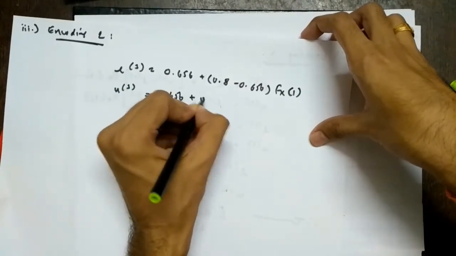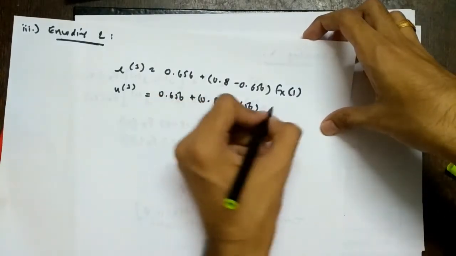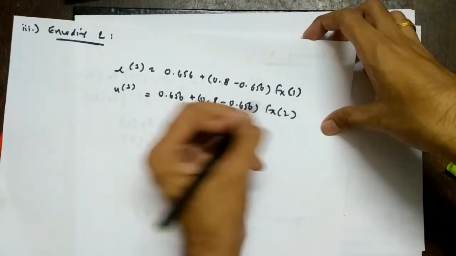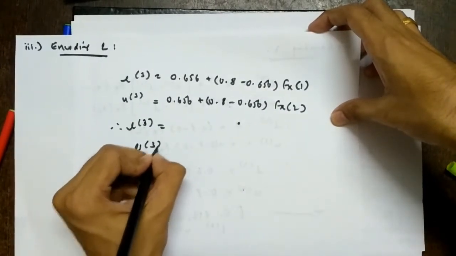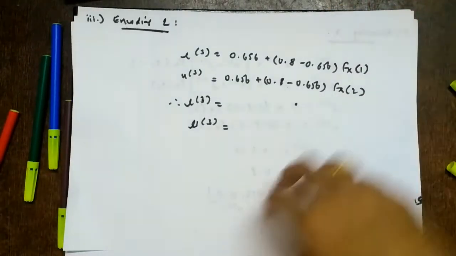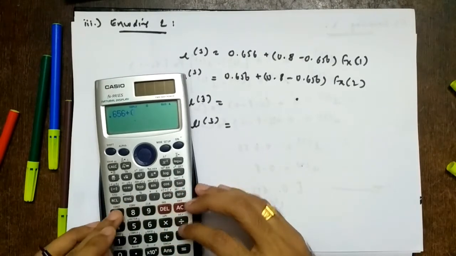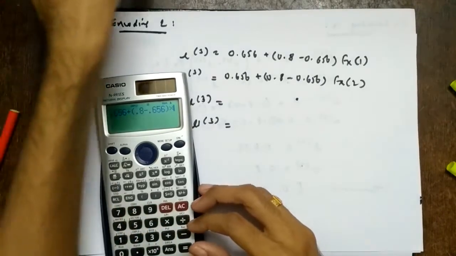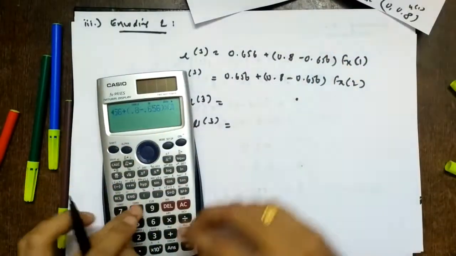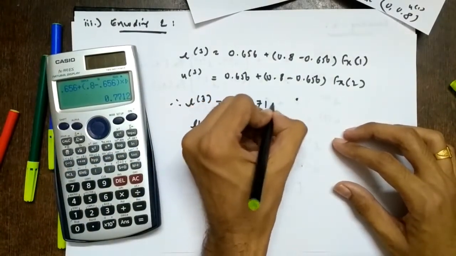Then this will be the same: plus 0.8 minus 0.656, then Fx of x3. x3 is 2. So Fx of 2. Therefore L3 equal to, U3 equal to. So what is it? 0.656 plus 0.8 minus 0.656 into Fx of 1, which is 0.8. So it is 0.7712.